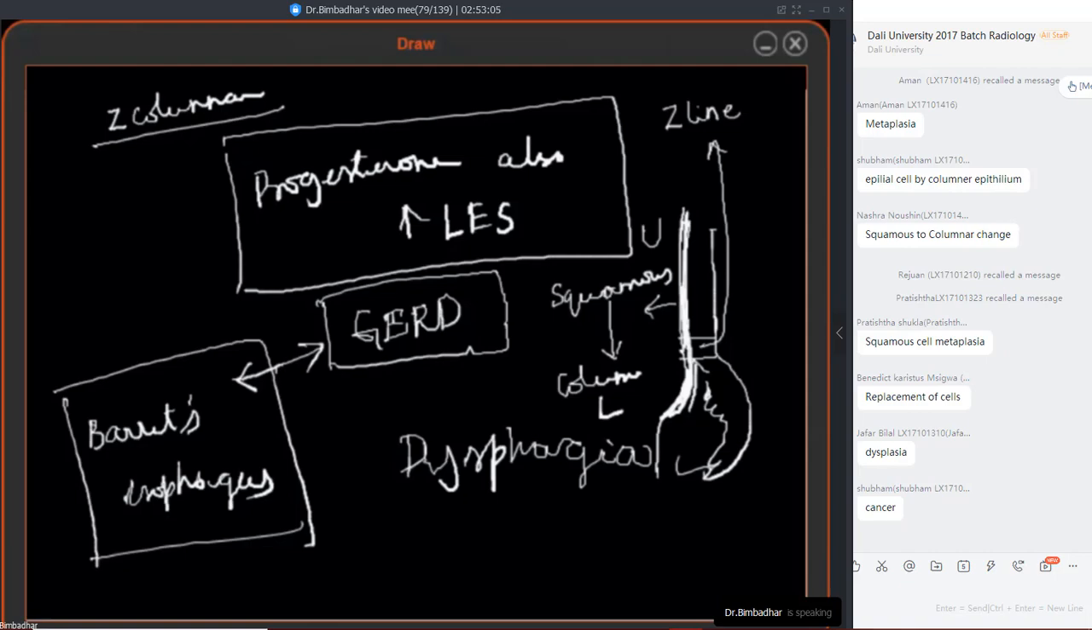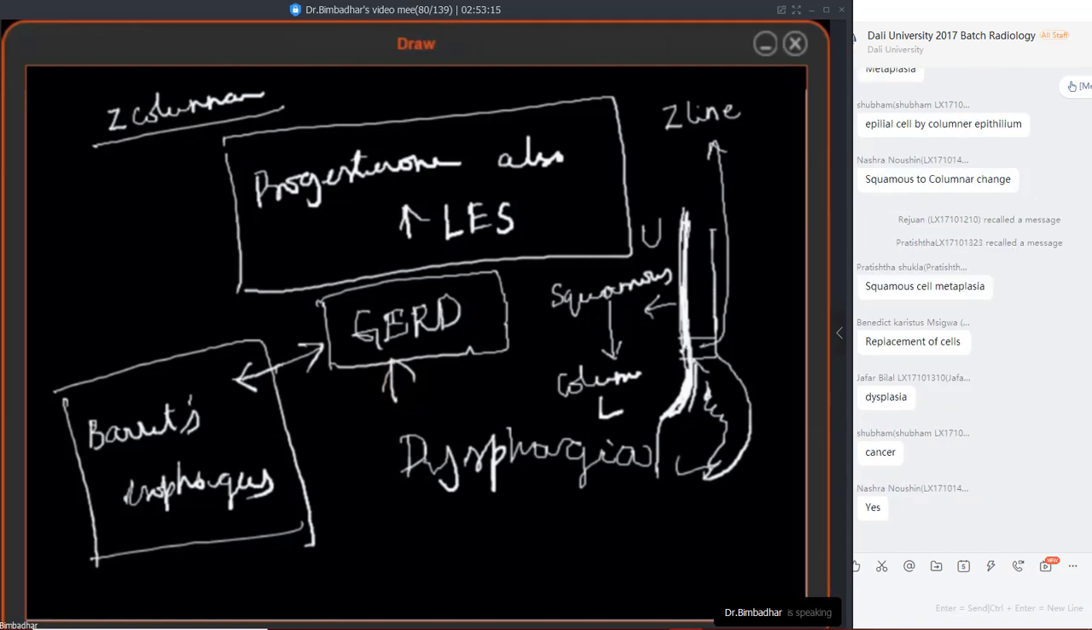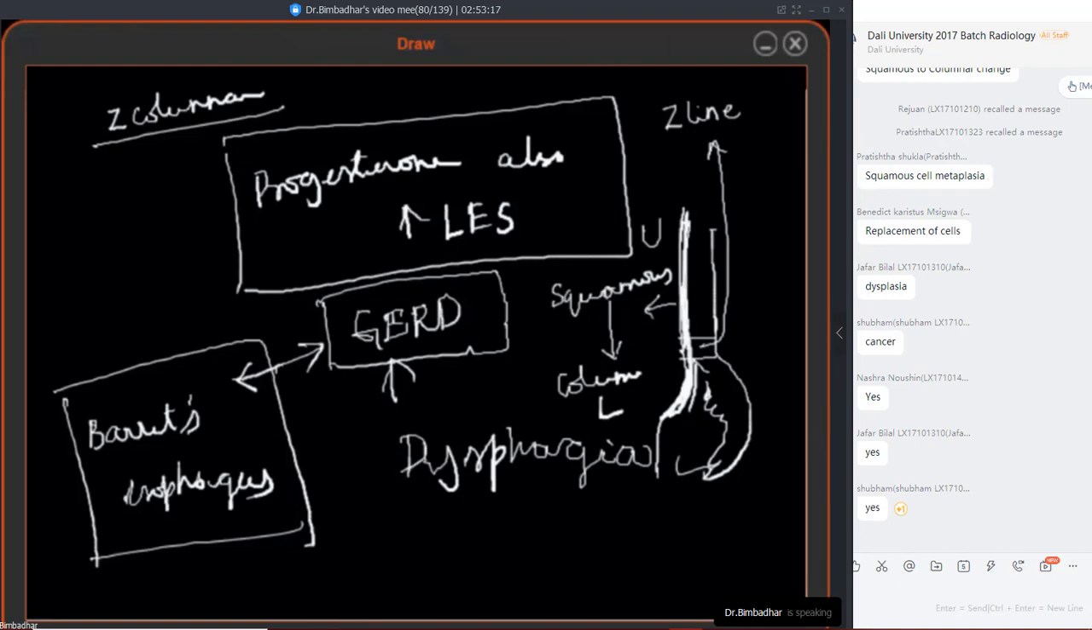Now you tell me, what is the most important reason for esophageal carcinoma? Isn't it eventually GERD? Yes or no? Right? So that's what it is. All these conditions are interrelated.